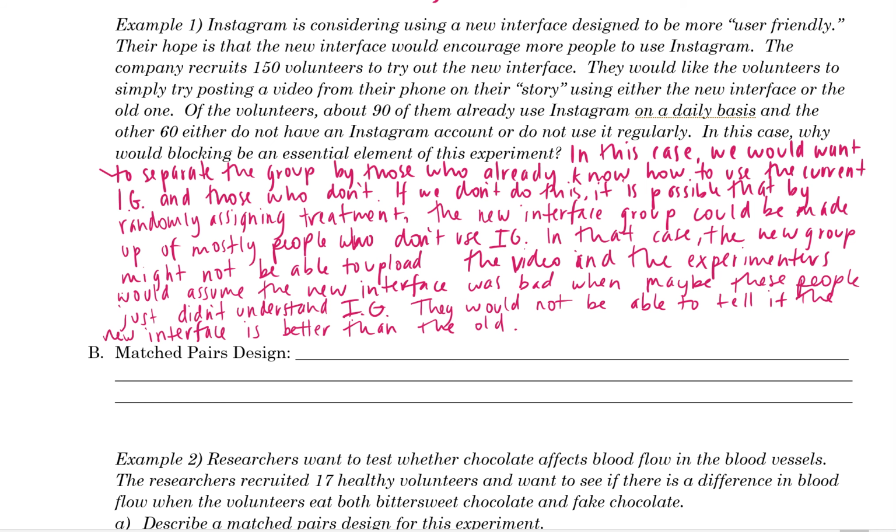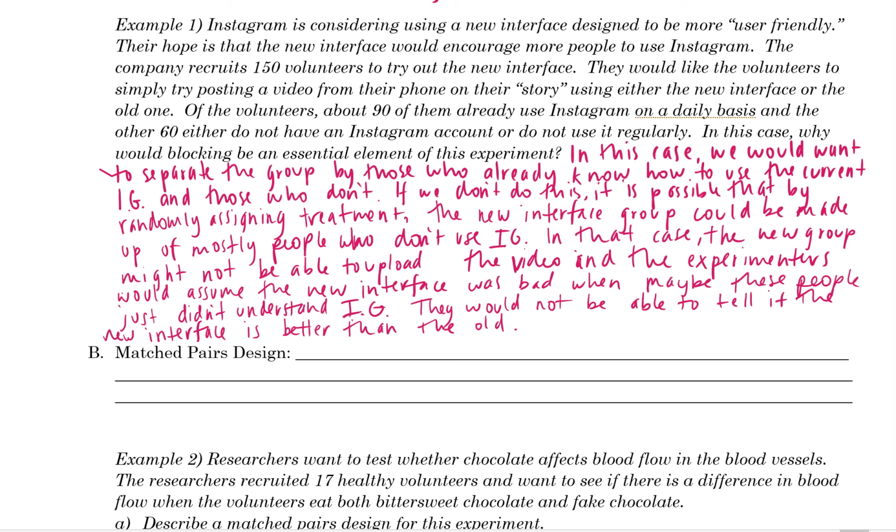All right, so here's sort of what you should have come up with to some extent. So the deal is this. If we randomly assign half of these 150 volunteers, 75 of them, to use the new interface and 75 of them to use the old interface, then what could happen by chance, now it probably won't, but it could happen by chance, is you might end up with the group using the old interface or the group using the new interface being all purely Instagram users only, or all purely non-Instagram users.